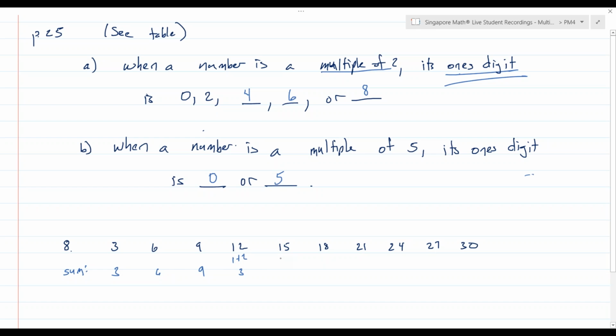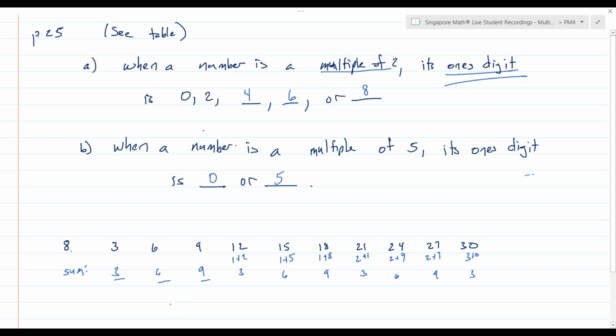The next number is 15. The sum of the digits is 6. The sum of the digits of 18 is 9. The sum of the digits of 21 is 3. By any chance, are you noticing a pattern? The sum of the digits of any multiple of 3 is either 3 or 6 or 9.